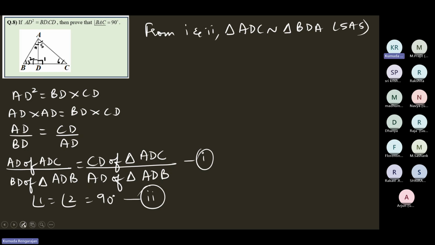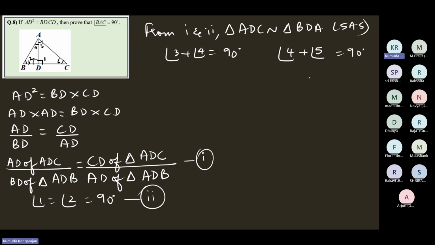Now I'll write angle 3 plus angle 4 is 90. Am I right? Is this correct, children? Yes, ma'am. Okay. But I want to get 4 plus 5 is equal to 90. The result angle 3 plus 4 is equal to 90 is true, but I don't want this result. The desired result is angle 4 plus angle 5 is 90.